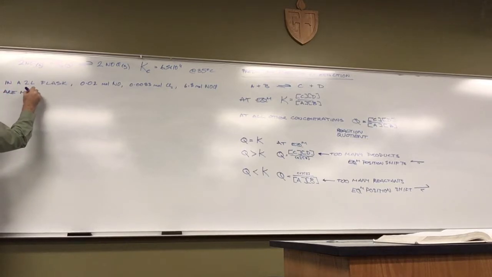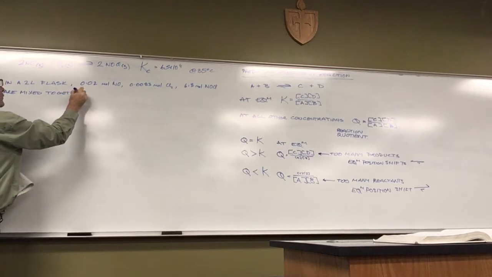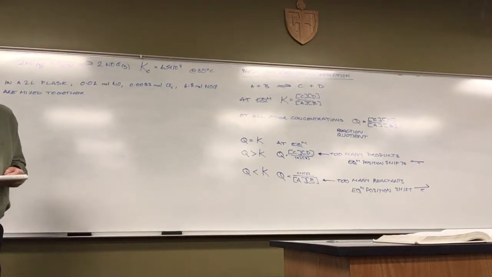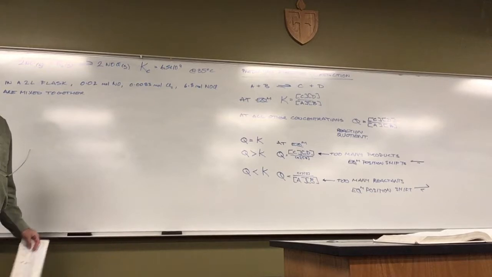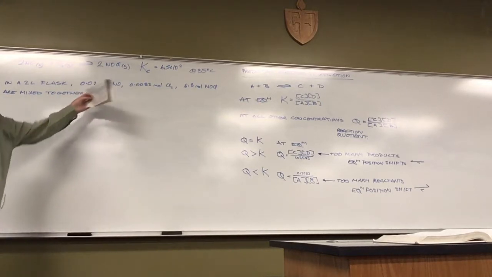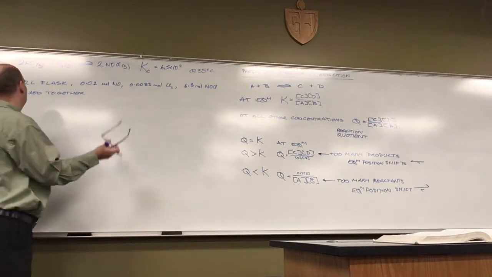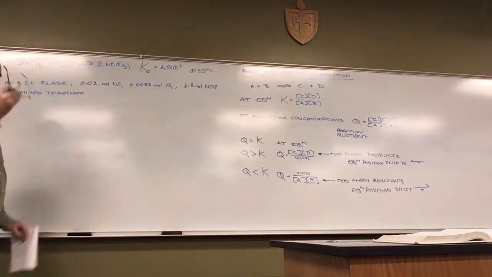Are mixed together. So these are what we would call initial concentrations. These are not equilibrium concentrations. It doesn't say a reaction was allowed to come to equilibrium. The concentrations in the flask are. It said in a flask, these amounts were mixed together.